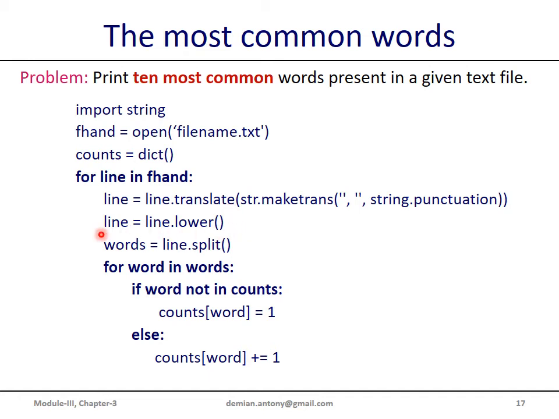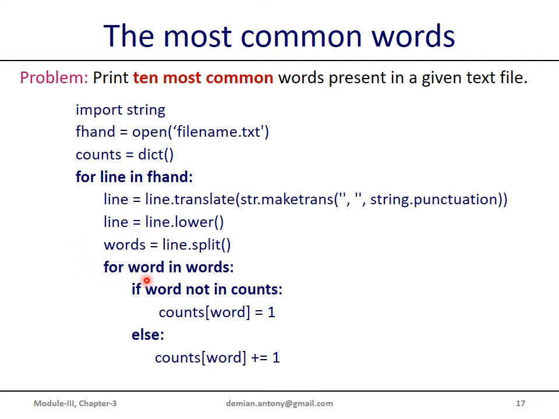And then we convert all the letters in the line, after removing the punctuation, to lower case, because we are considering the frequency of words to be case insensitive. Then we create a list of words present in the line by splitting the line with the delimiter, the word boundary space. So now I have a list of words.